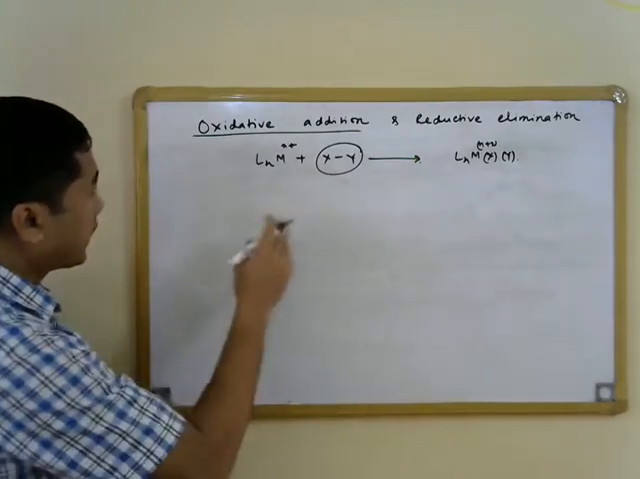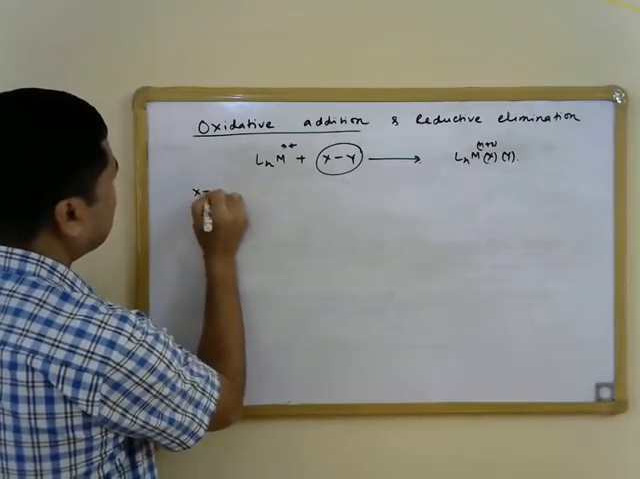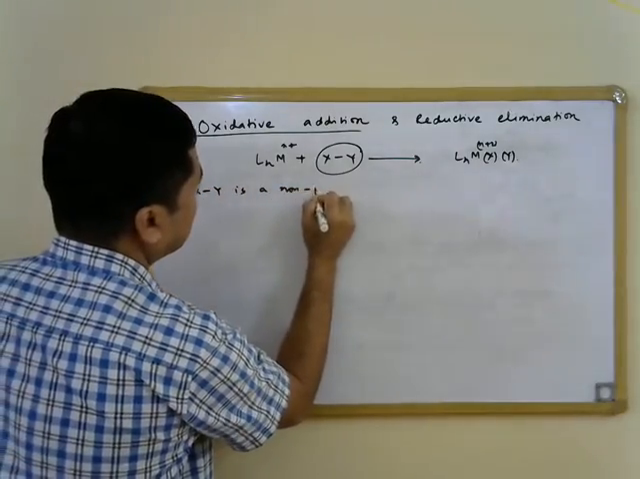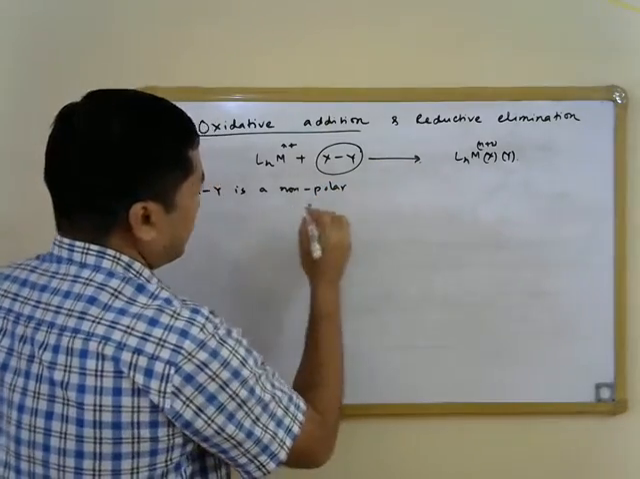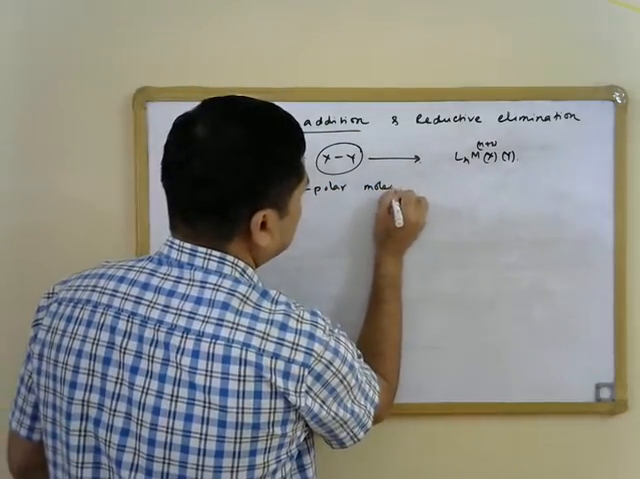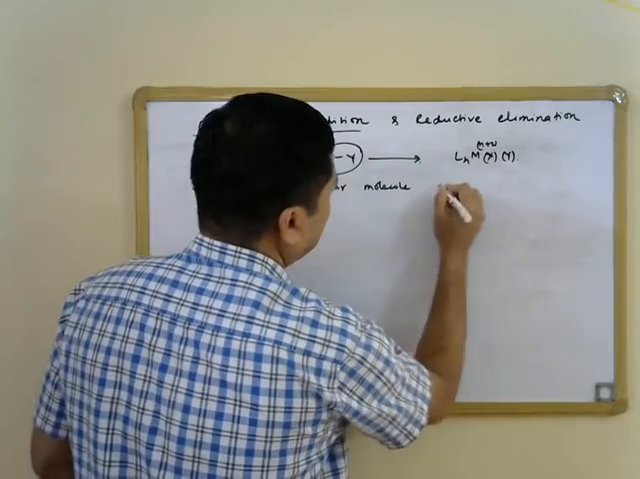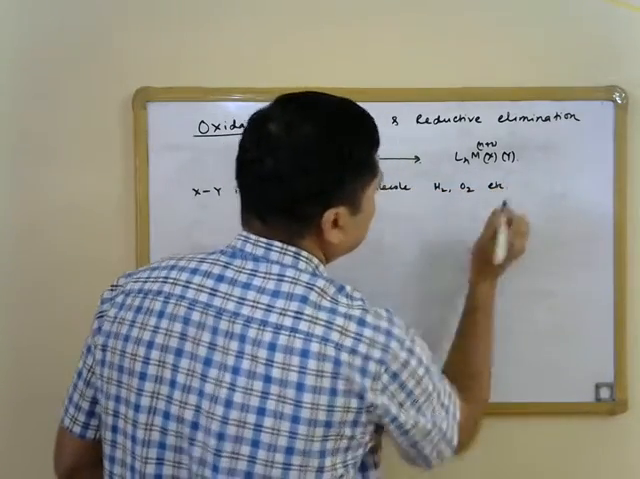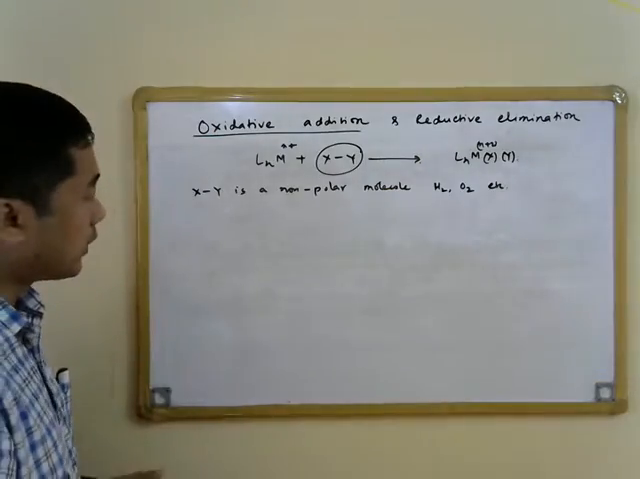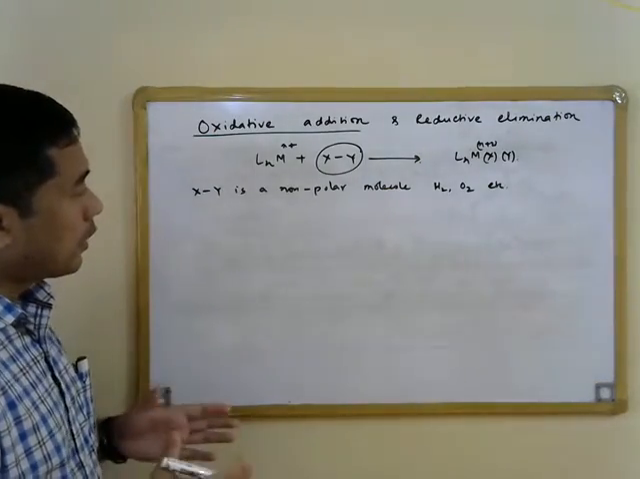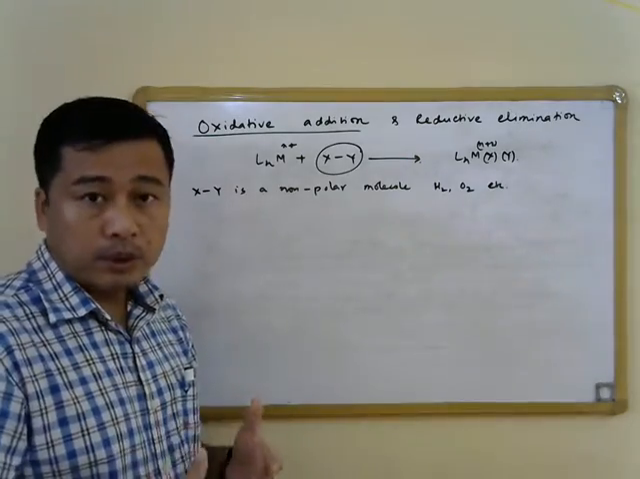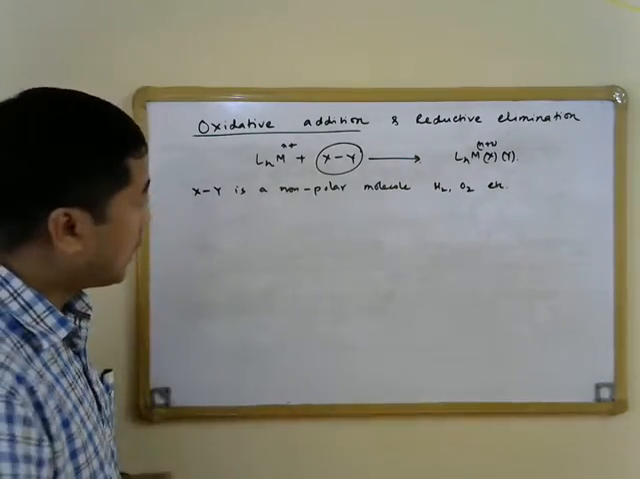Now when XY is a non-polar molecule, like H2 or O2, this sort of non-polar molecules, what is going to happen is that the oxidative addition reaction is going to proceed through a concerted process.